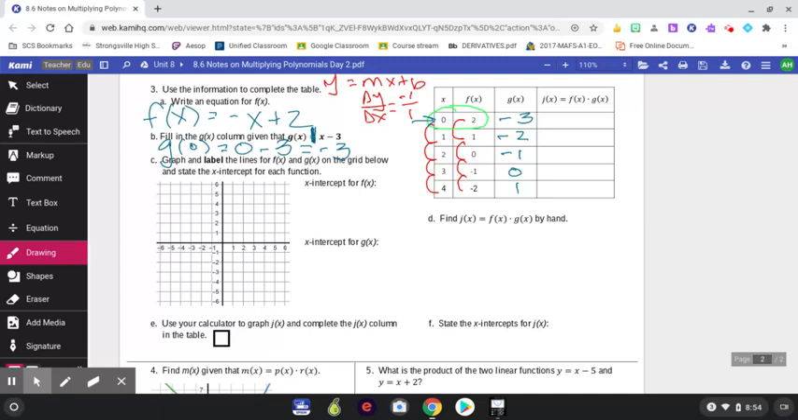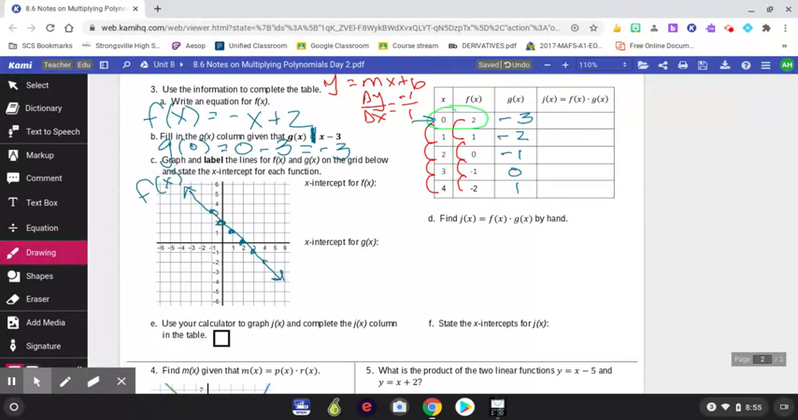C says graph and label the lines for f of x and g of x on the grid. Okay, so f of x has a y-intercept of 2 and a slope of negative 1. So down 1 to the right 1, down 1 to the right 1. And you really want to extend your graph. I could go up 1 to the left 1. You really want to extend your graph so you're going through both axes, since we are asking about the x-intercepts. And again, you want to label. I like to do it in different colors to also help separate what's happening.